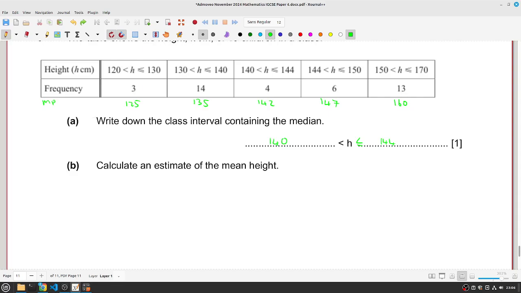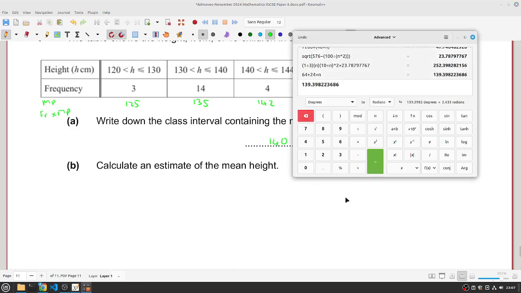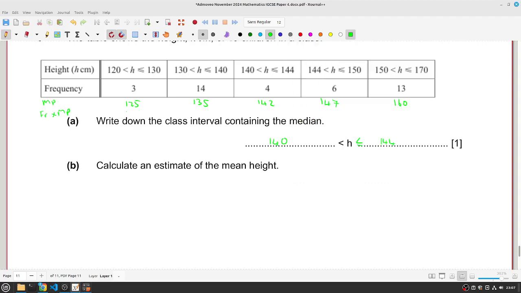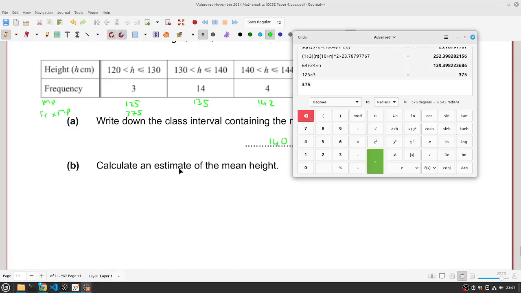So we're going to do frequency multiplied by the midpoint. 125 times 3 is 375. Then 135 times 14 is 1890.